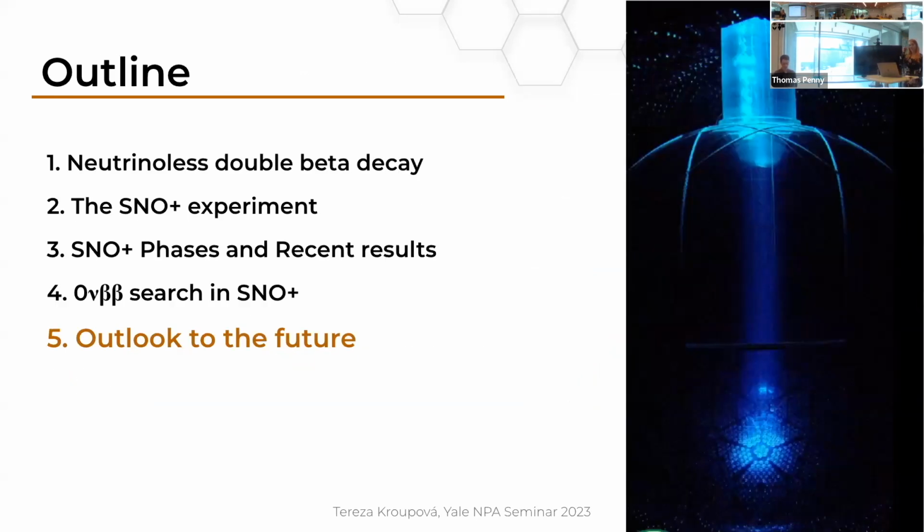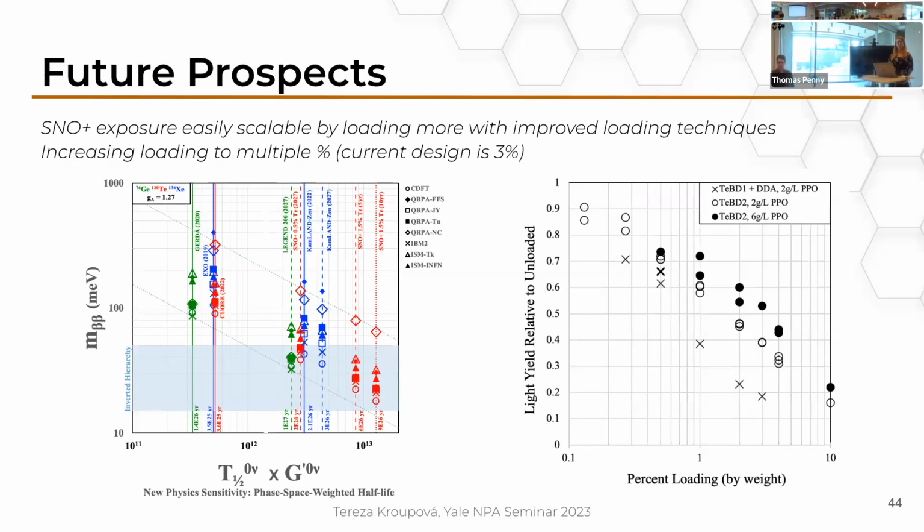So what is the outlook for the future? First of all, I mentioned that we can load with higher percentages of tellurium, and that is guided by how much light you lose as you load more tellurium.